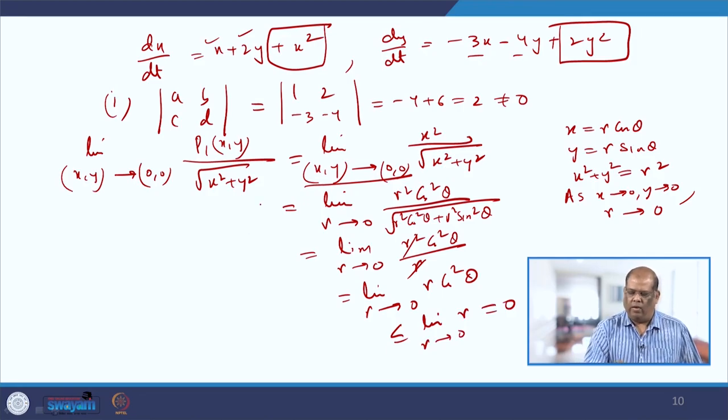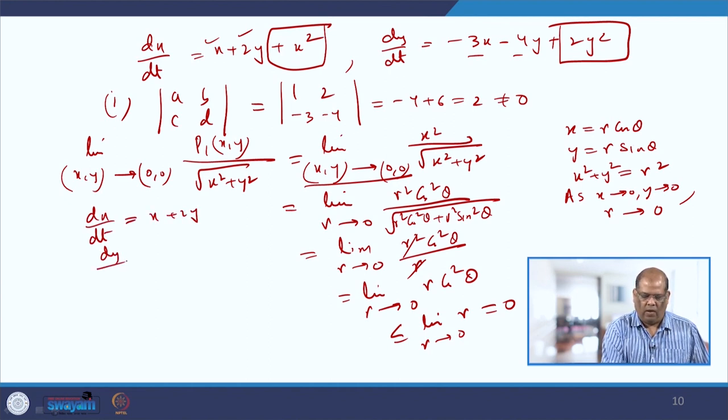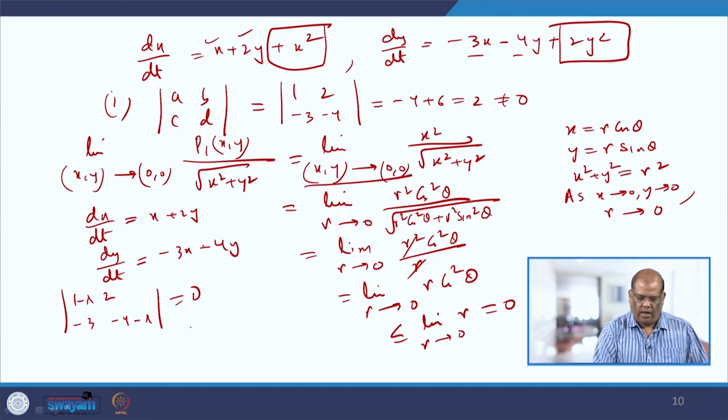In a similar manner, you can prove that the limit as (x, y) tends to (0, 0) of Q1(x, y) by root of x square plus y square is also 0. So, our whole property has been satisfied. If you take the linearized system, that is dx/dt equal to x plus 2y and dy/dt equal to minus 3x minus 4y, I find the eigenvalue at the point (0, 0). So, the matrix is 1, 2, minus 3, minus 4, with minus lambda on the diagonal. And you can show that this lambda value is 5 plus minus i root 15 by 2.